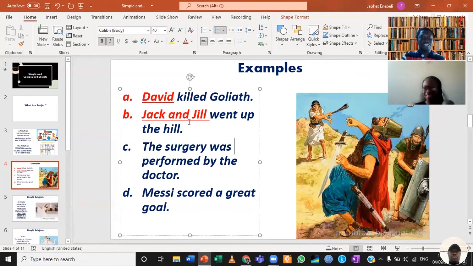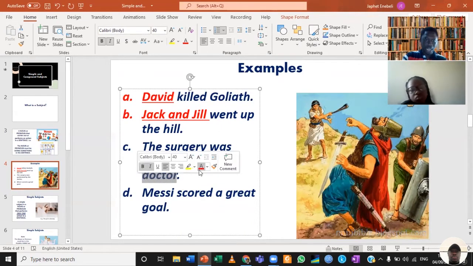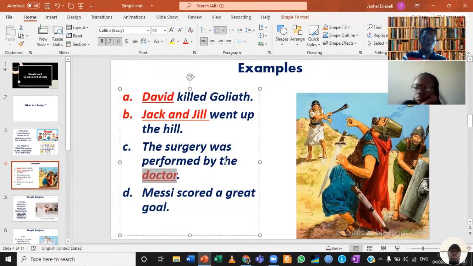You remember when you said Goliath is at the end, so it's not the subject. No, that's not how you identify a subject. You identify a subject if you are able to find out what the noun is doing in that sentence. You are very correct. The doctor is the subject here because the doctor is the one performing the surgery. So it has nothing to do with whether the noun is placed at the beginning of the sentence or the end. Fine. Now that we have established what a subject is, let's look at your simple subject.